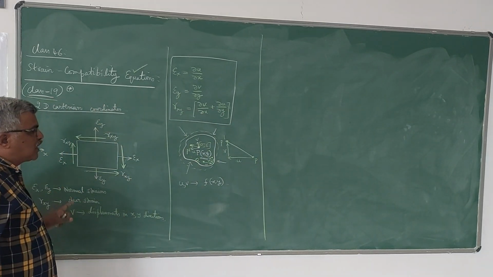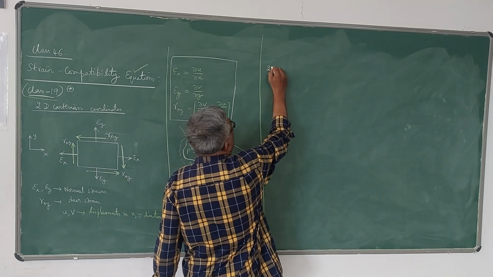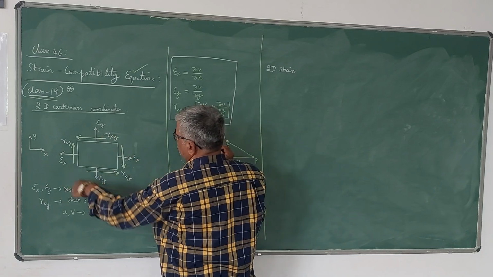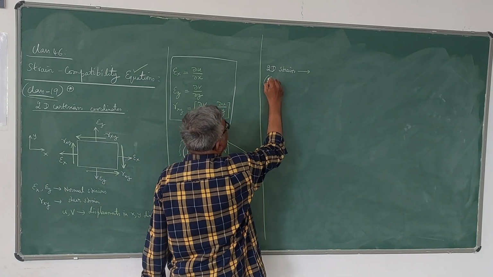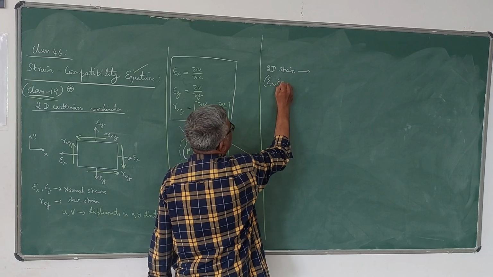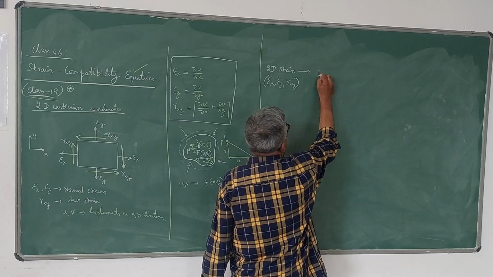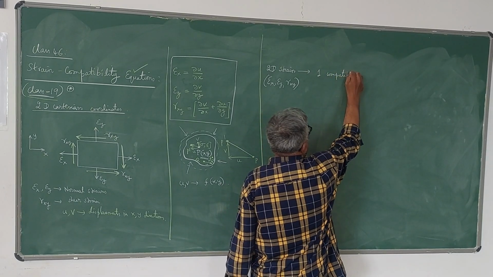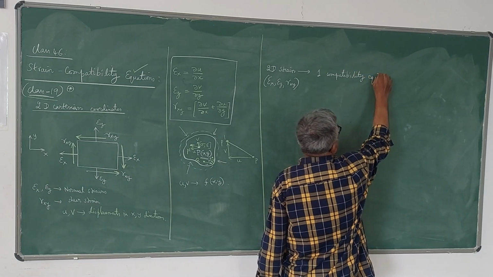In the case of a two-dimensional strain system, you will be having only 3 strains, epsilon x, epsilon y, and gamma xy. You will be getting one compatibility equation. One compatibility equation you can derive.